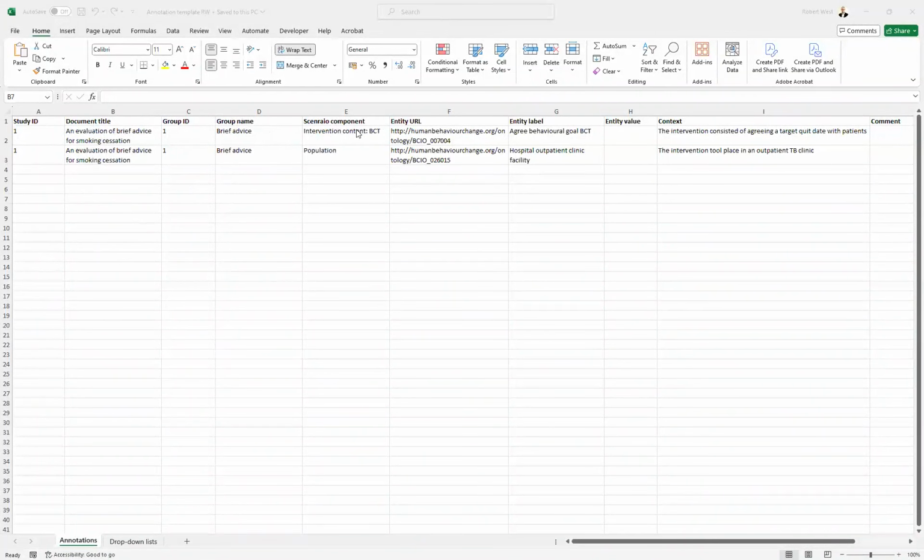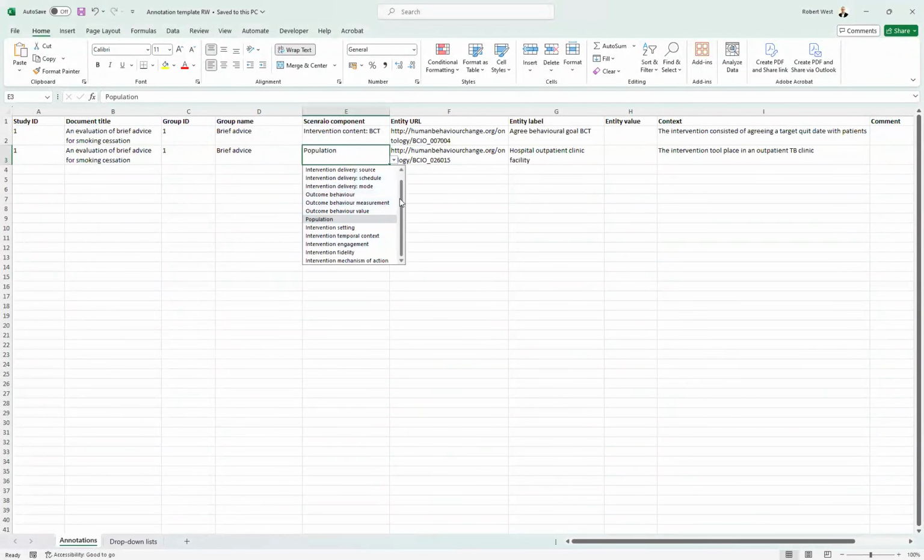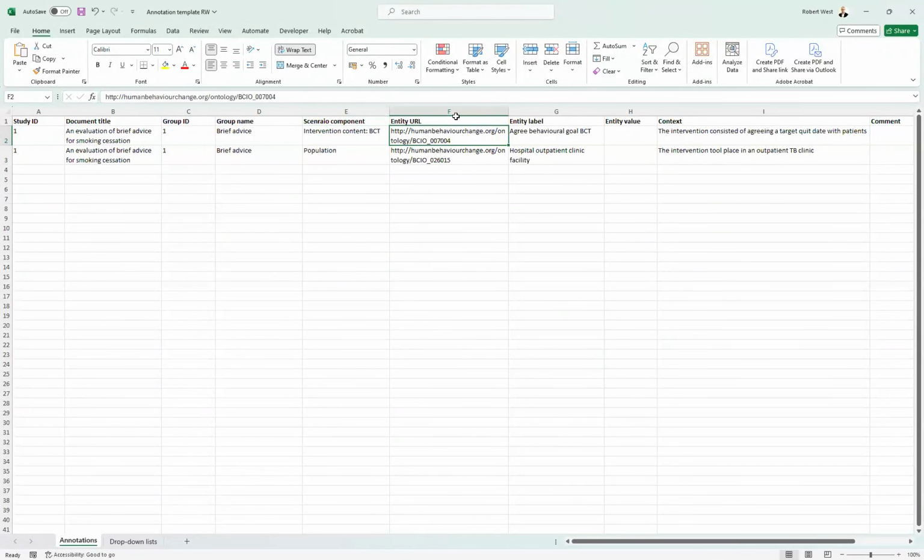Then you'd have your scenario component, which is taken from a drop-down list, which looks something like this. This is one that I've created, and we'll share this for you so that you can use it if you want. Then you'd take the ontology entity URL, which will consist of a full web address, the last bit of which is the IRI, or the unique identifier for the class, and then the labels. And the label here is agree behavioral goal BCT. So you've identified that entity.